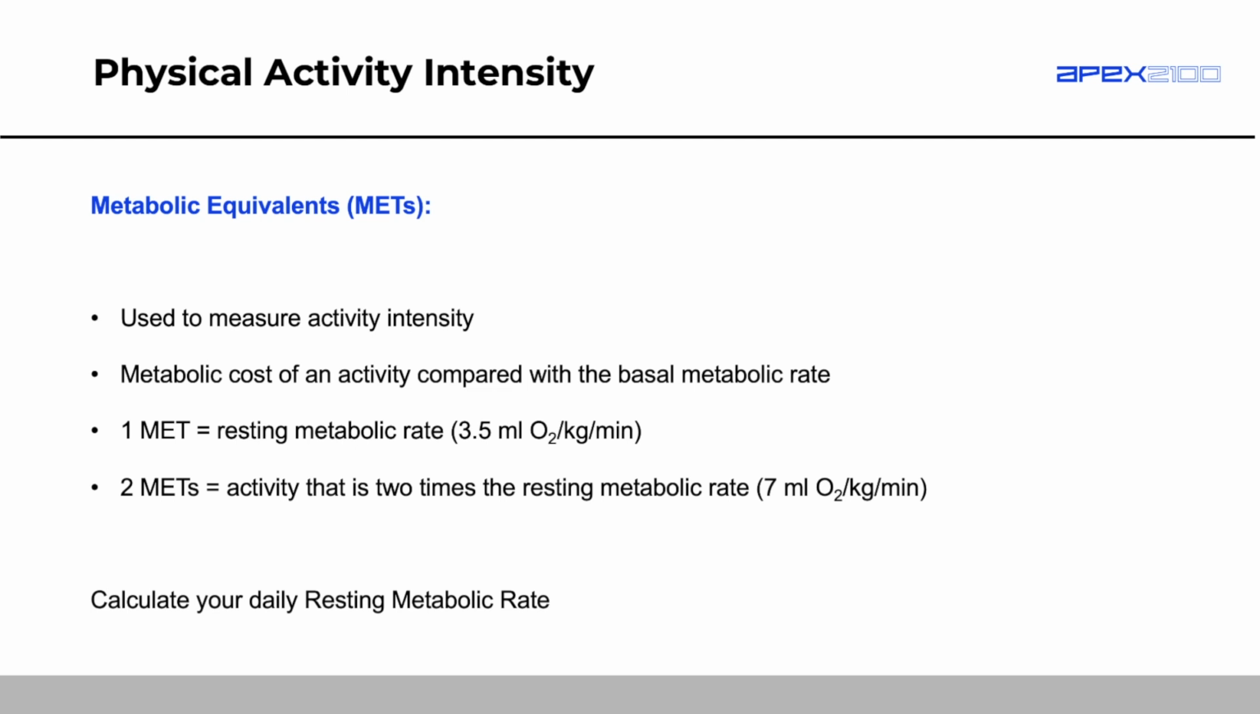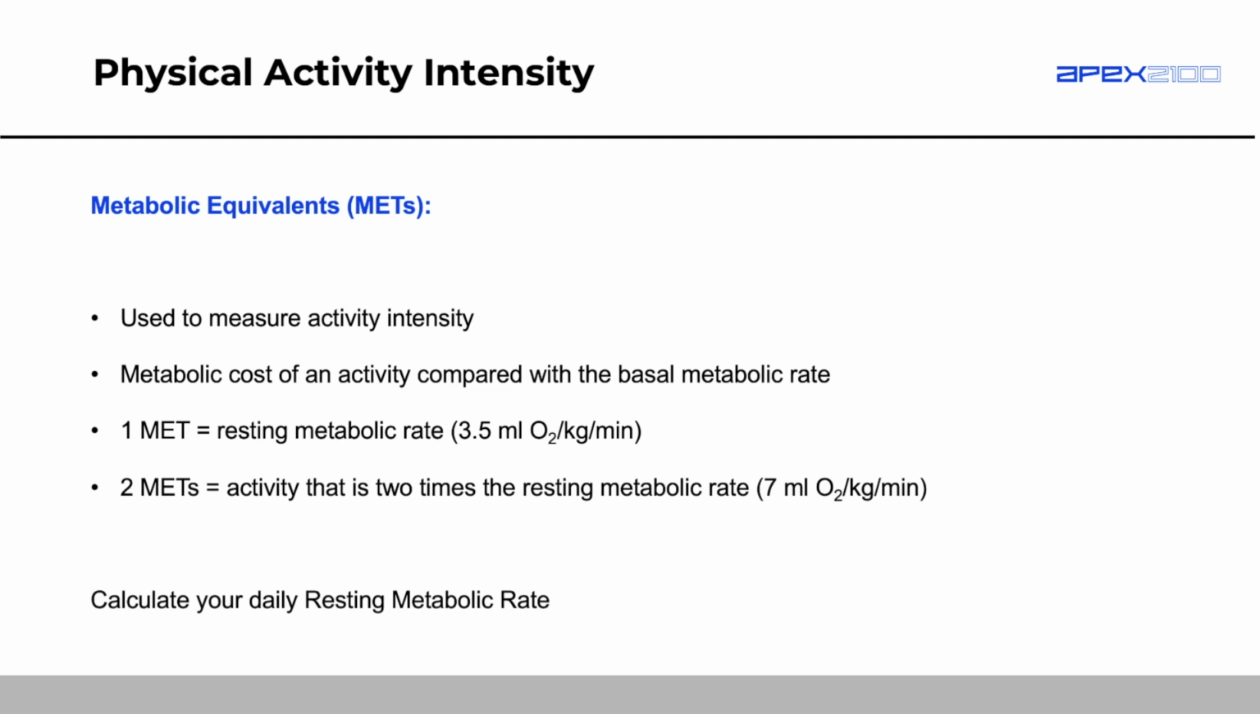Now it gets interesting when we look at 2 METs, because 2 METs is activity that is 2 times the resting metabolic rate. So if my resting metabolic rate was 3.5 milliliters of oxygen per kilogram per minute, you don't need to worry too much about those units, just look at the number, 3.5.